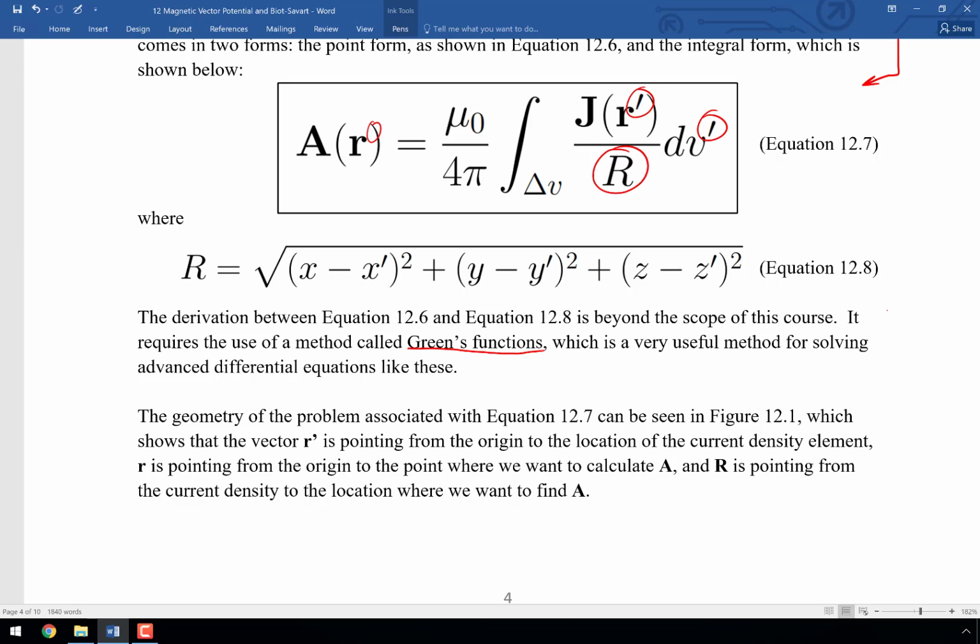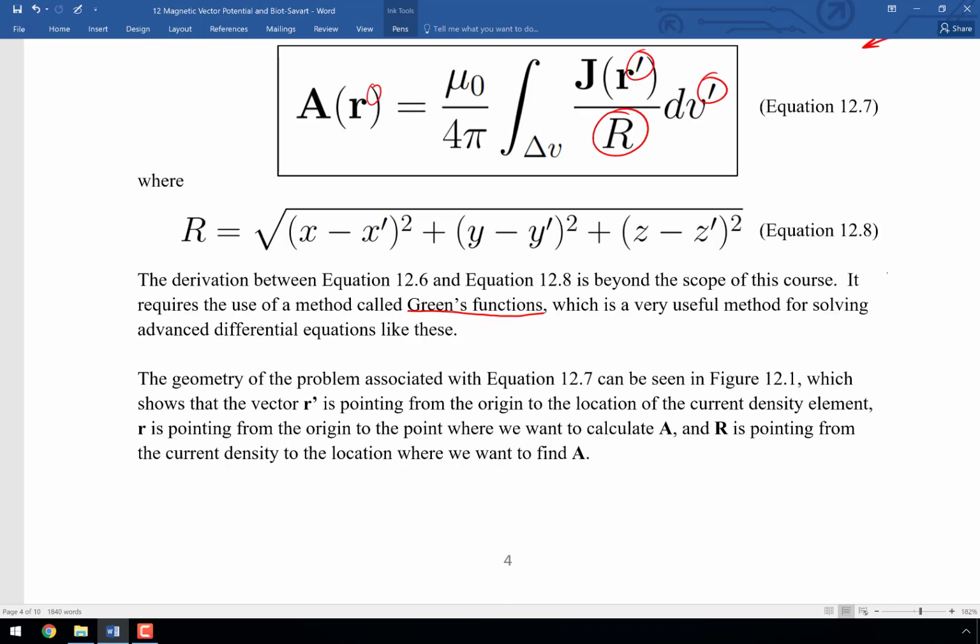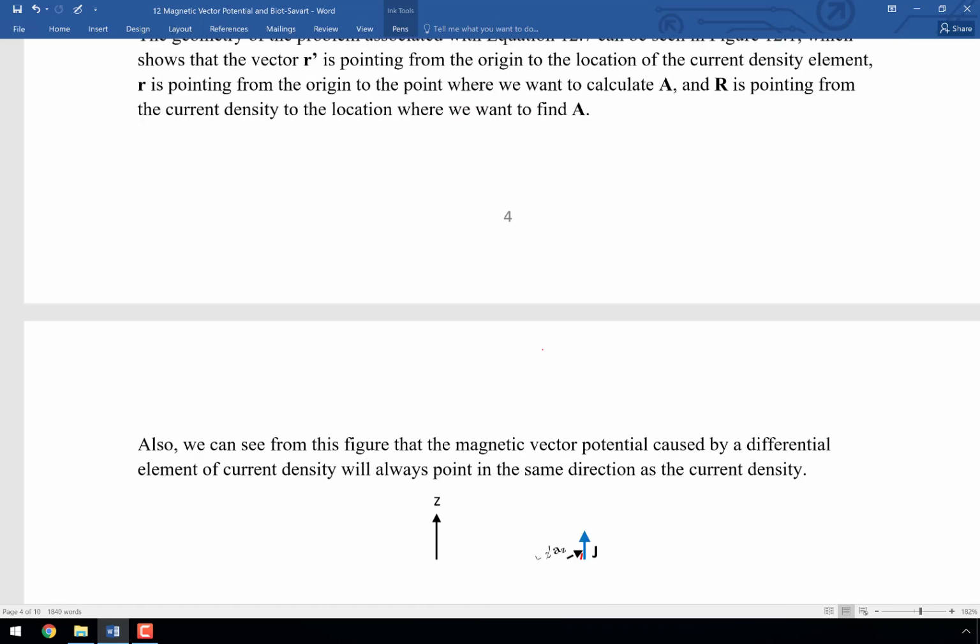And Green's functions can be used to solve a wide variety of very complicated differential equations, and they are extremely challenging. So I just want you to be aware it's one of the most important tools for advanced differential equations, and it's also very challenging. So we're going to look a little bit at the geometry of this problem.